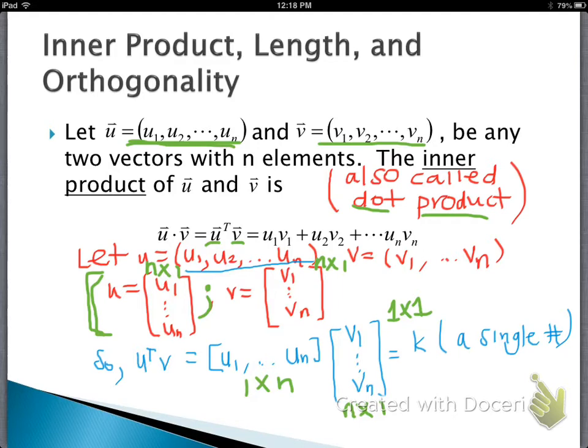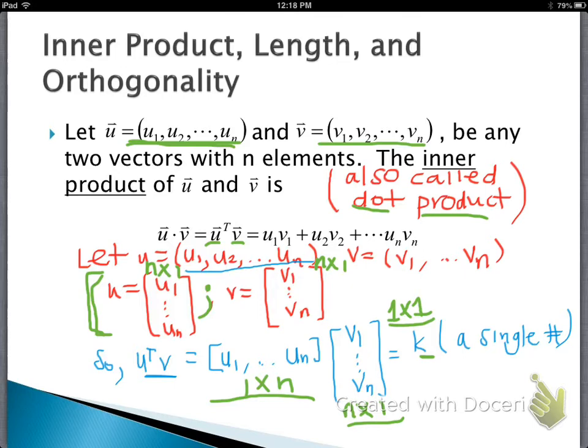So this is what we're doing here, taking the transpose, and so that's the transpose of u, which becomes now a 1 by n matrix, and v is an n by 1 matrix, and so it produces technically a 1 by 1 matrix, right? But it's really just one single quantity, one single number, which let's call it k. Okay, so that's known as the dot product, right?